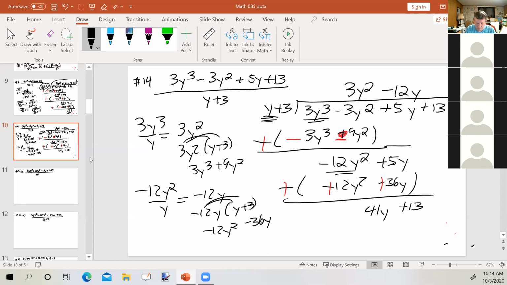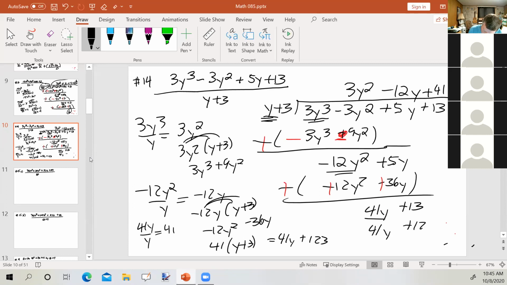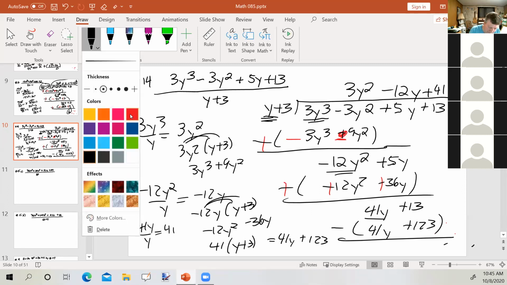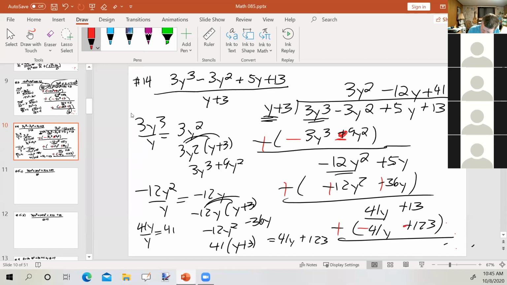Okay, let's see, what do we got here? 41y divided by y is 41. So I've got plus 41. And then 41 times y plus 3 is 41y plus 123. So 41y plus 123. Subtract that from what's up above. Change it to addition of the opposite. I get 0y, let's see, positive 13 minus 123. Would that be minus 110?